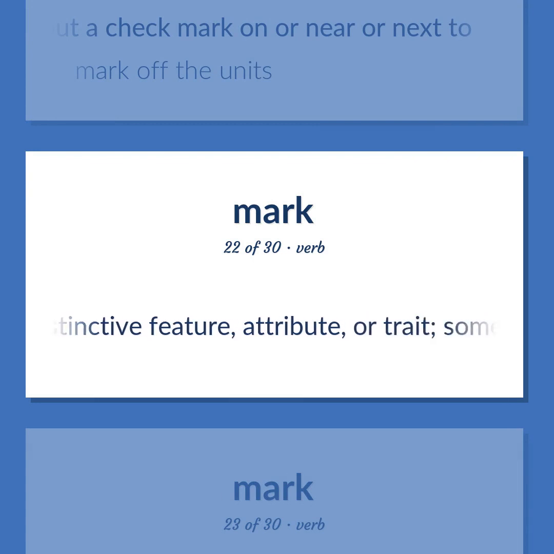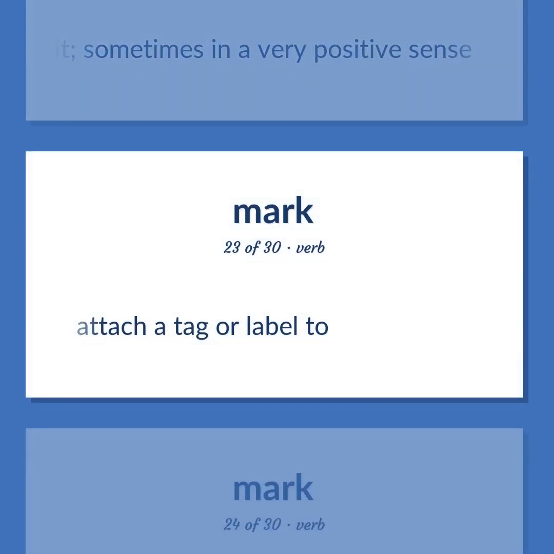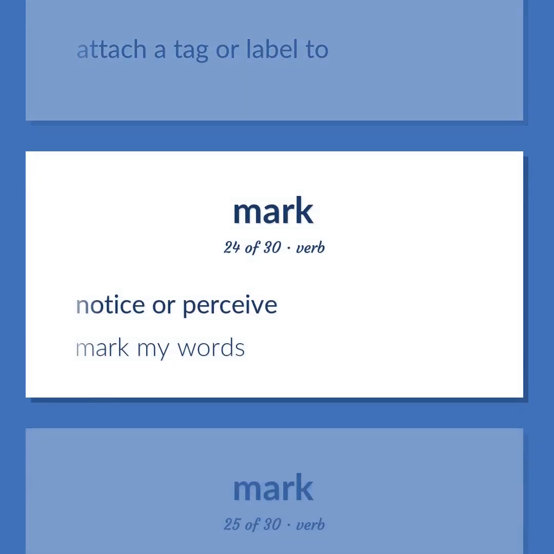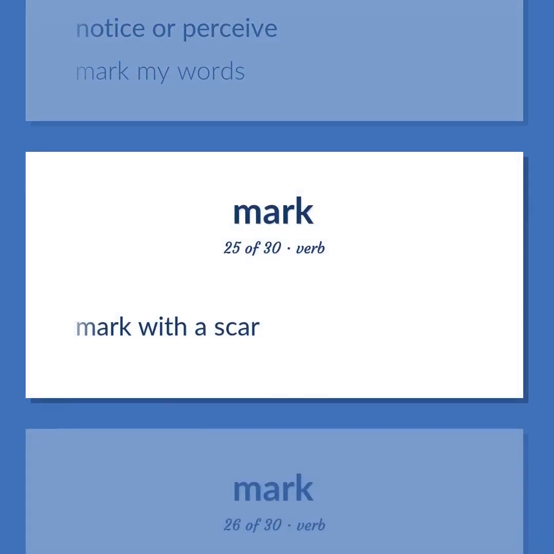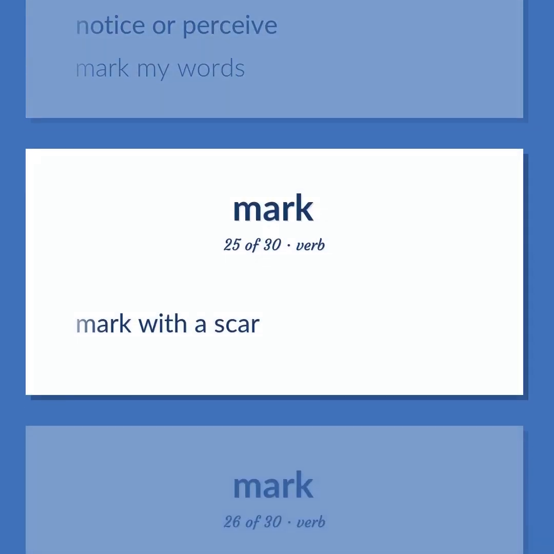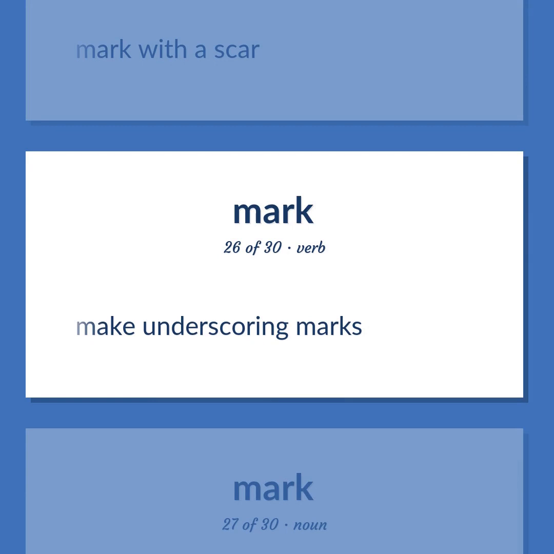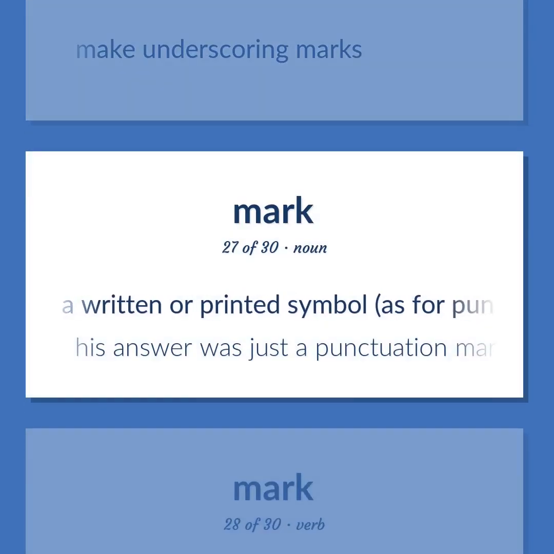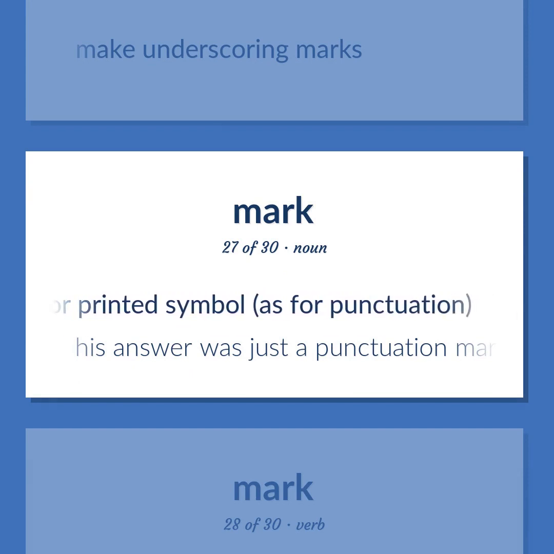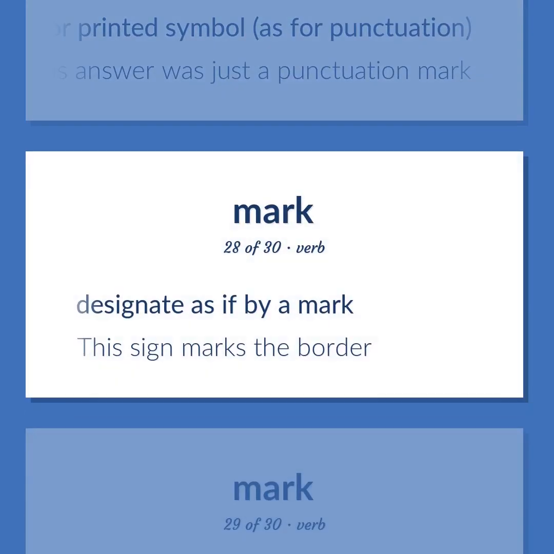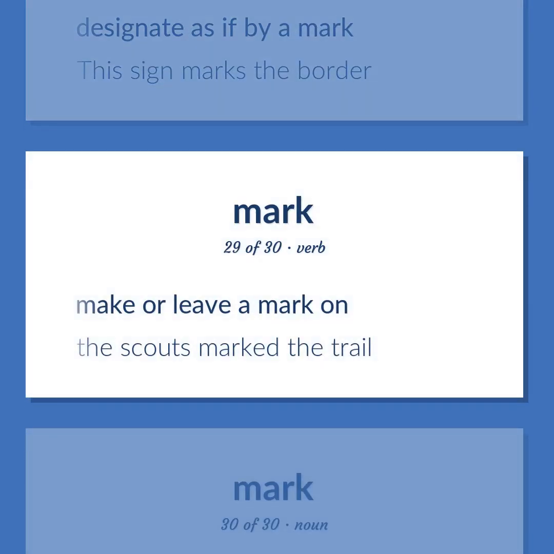Be a distinctive feature, attribute, or trait, sometimes in a very positive sense. Attach a tag or label to. Notice or perceive. Mark my words. Mark with a scar. Make underscoring marks. A written or printed symbol, as for punctuation. His answer was just a punctuation mark. Designate as if by a mark. This sign marks the border. Make or leave a mark on. The scouts marked the trail.